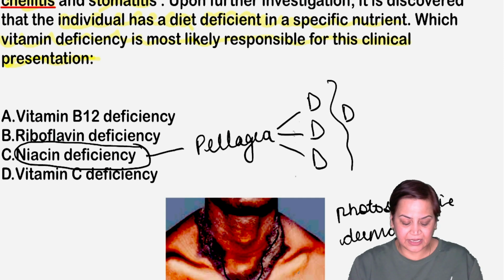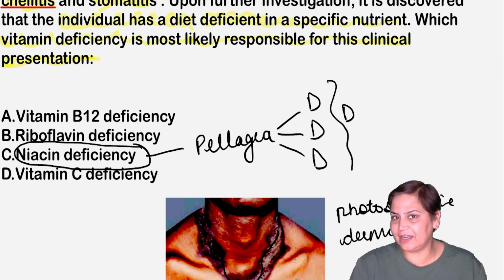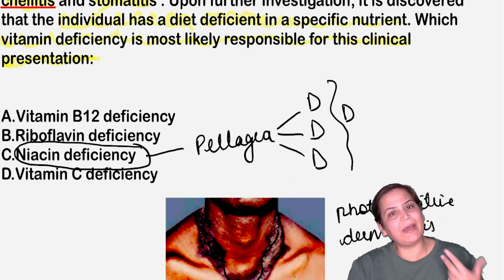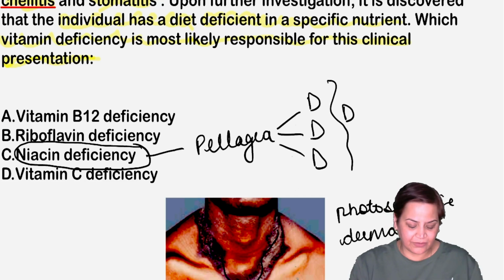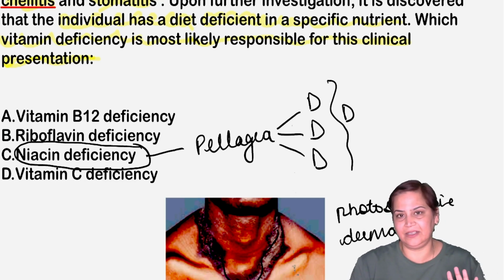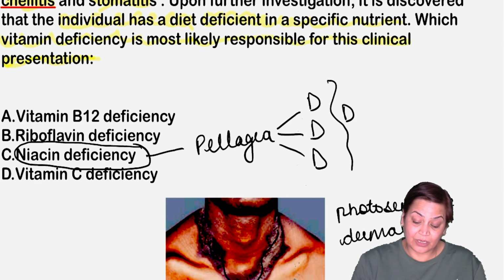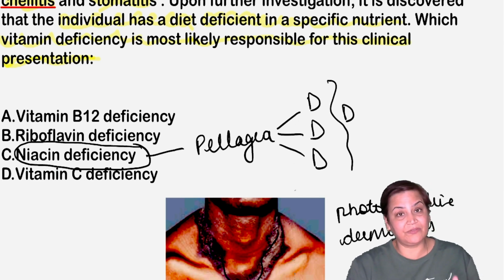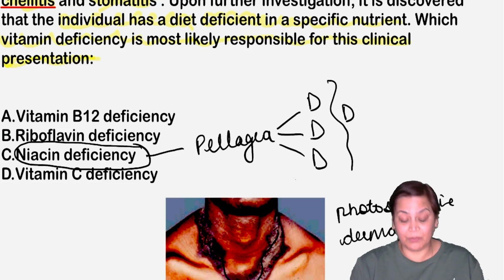So always remember, whenever we talk about Casal necklace, by default it has to be pellagra or niacin deficiency. And here it is mentioned also that the individual has a diet deficient in a specific nutrient. Which vitamin? Because niacin is an endogenously synthesized vitamin. And the precursor of niacin in the body is tryptophan.